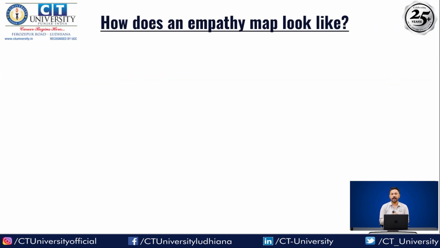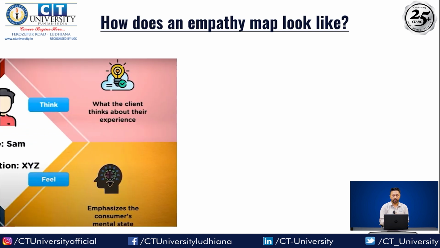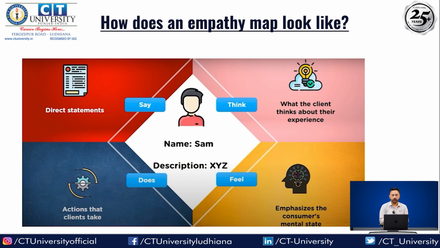So how does an empathy map look? This is the pictorial representation of an empathy map, where the user, the stakeholder, is in the middle. It takes direct statements from the user. So our first quadrant is says. In says, it takes direct statements. It is the actual version of our stakeholder, what our end user directly says about the product, right?